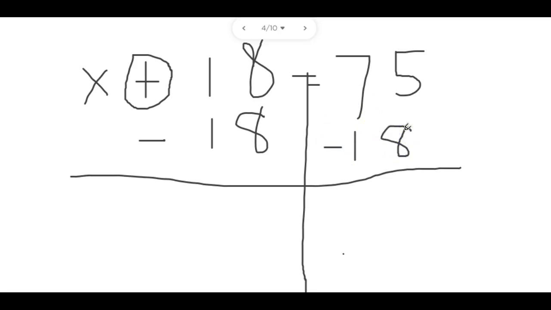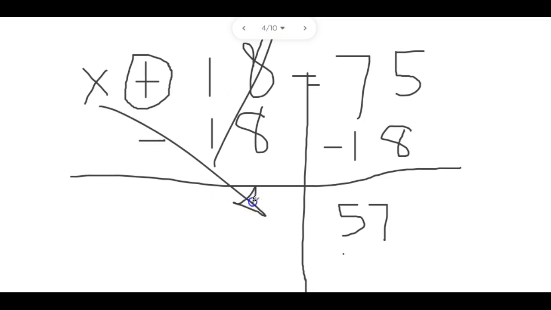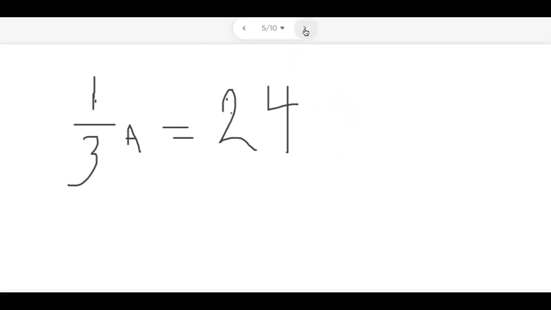Okay. So now you have 75 minus 18, and that should have been 57. Therefore, this is a zero pair. Our x comes down here, and we get x equals 57. Simple, straightforward. Next problem. All right, I want you guys to pause the video and work this problem out.